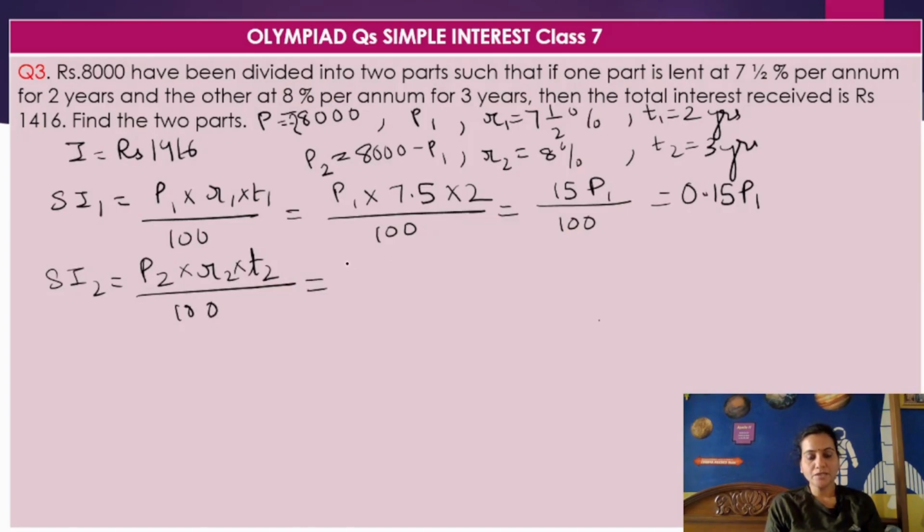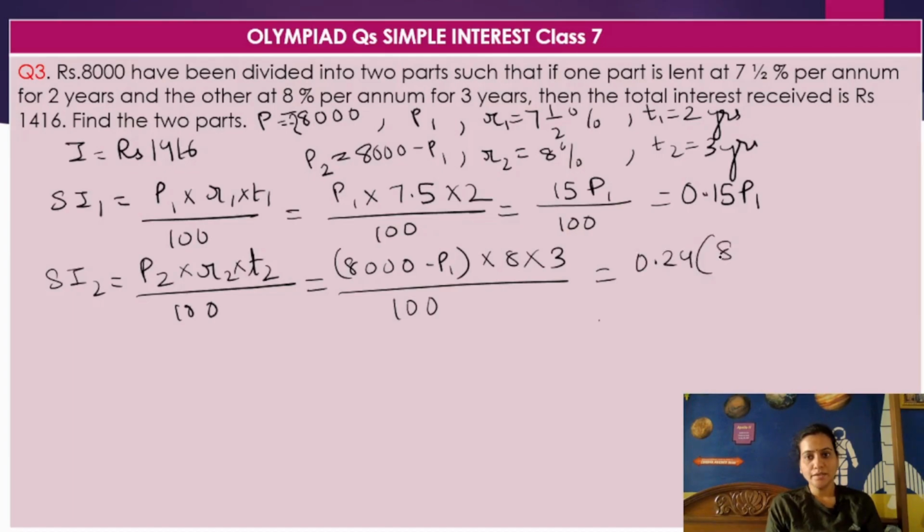Now SI2 is P2 into R2 into T2 by 100. So P2, instead of P2, because I want to solve everything and find out the first principal amount, so let that be 8,000 minus P1 into 8 into 3 by 100. So this is 24. 24 by 100 is 0.24 into 8,000 minus P1.